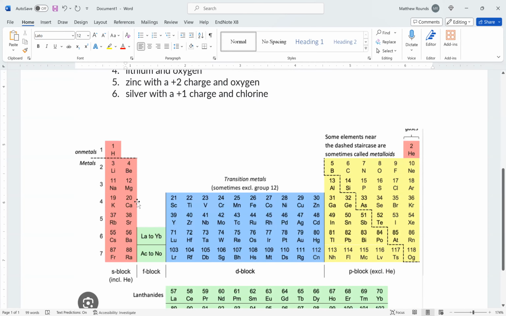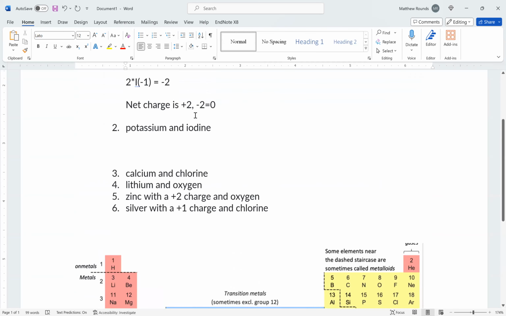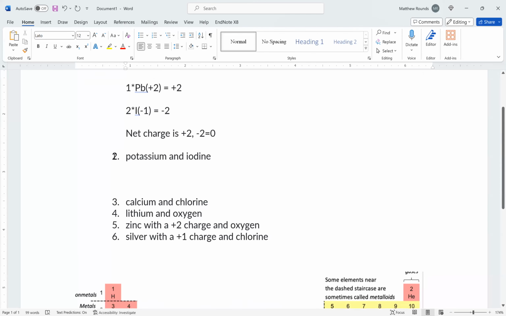So as a reminder here, anything in the first column wants to lose one electron, so that becomes a +1. Second column is a +2. Over here, boron, this is +3. Carbon column is either +4 or -4. Once you get over to nitrogen, it's -3. Oxygen is -2. Fluorine, all this is -1. So it's a +1. What's the letter for potassium?